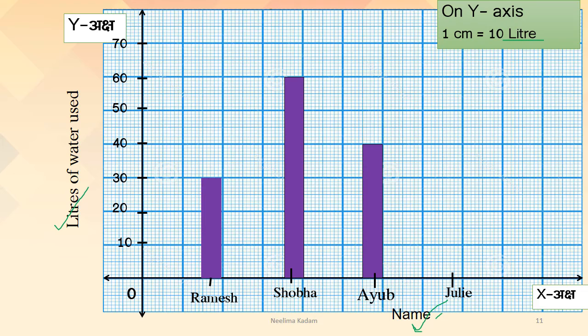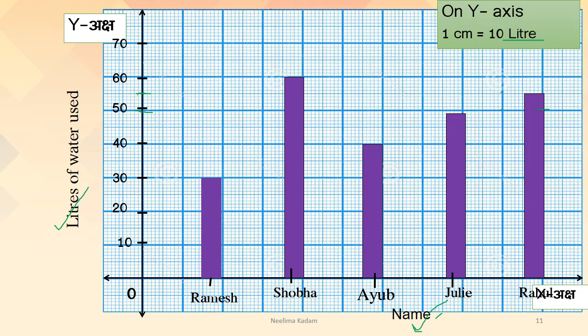Next, Julie is using 50 liters. So we have to draw a bar of 5 centimeters. See here, that is 50. And Rahul is consuming 55 liters. So 55. See here, this is 50, and this one will be 1, 2, 3, 4 and 5. So this is 5.5. See here, so this is 55.